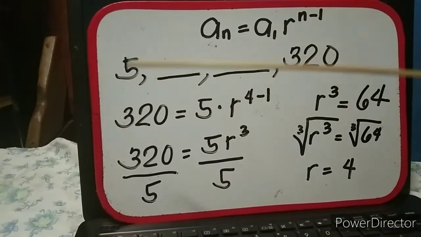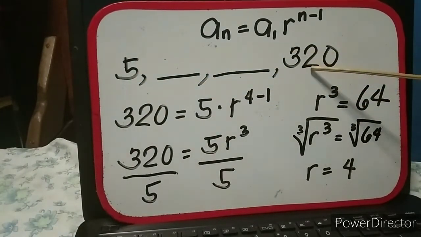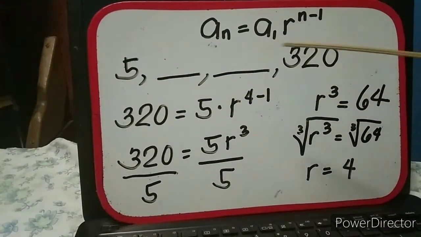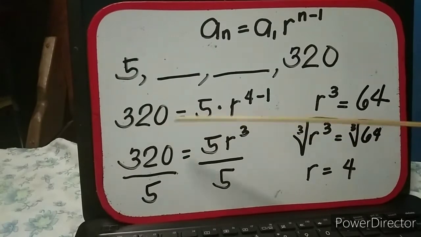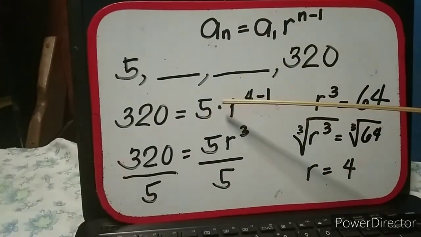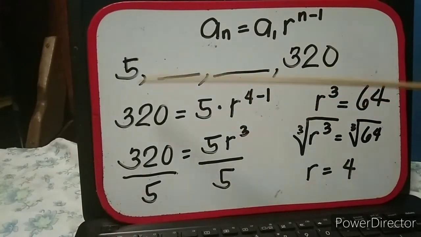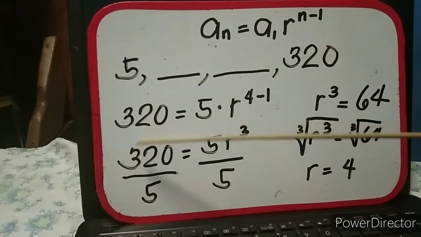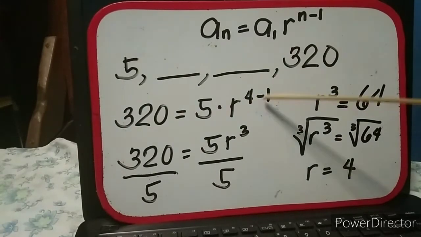Our next example is to insert two geometric means between 5 and 320. Again, we follow the same formula. The last term is 320, equal to the first term 5 times r, which is unknown, and the value of n is 4 because there are 4 terms: 1, 2, 3, 4. So that is 4 minus 1. Just copy 320 is equal to 5 times r raised to 4 minus 1, which is 3.